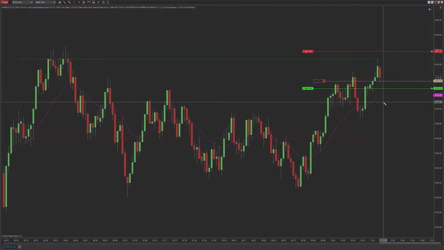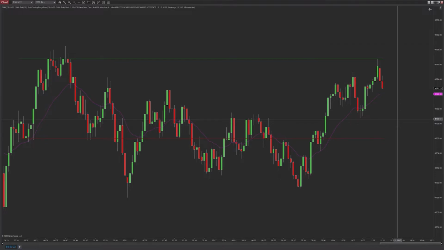I'd be much more comfortable if we saw up, down, and a second hit off the top, and then a second push down. I'd feel much more comfortable with that. But for now, I'm going to stick with the 1 point trade here. I'm going to keep my 4 point stop loss. We'll see how the trade pans out. Come on.